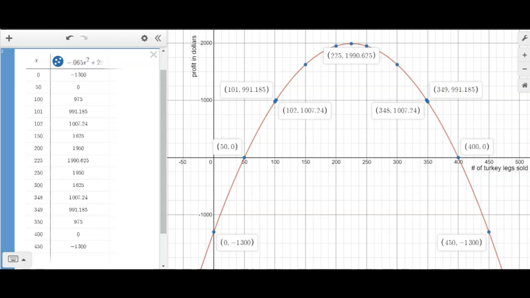So going over on X to 102 legs and going up, we're going to hit at about 1,000, and going over to 348 and going up, we're going to hit that profit of about 1,000 as well. So for any amount of legs from 102 legs all the way to 348 legs, so when X is greater than or equal to 102 legs, but less than or equal to 348 legs, we would make at least $1,000 as a profit.